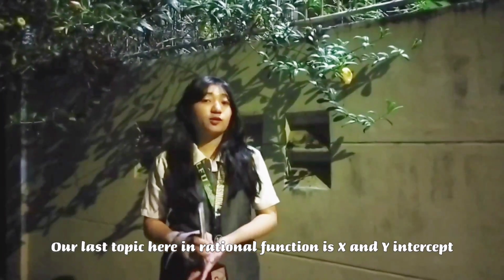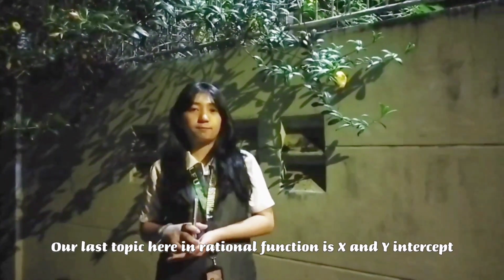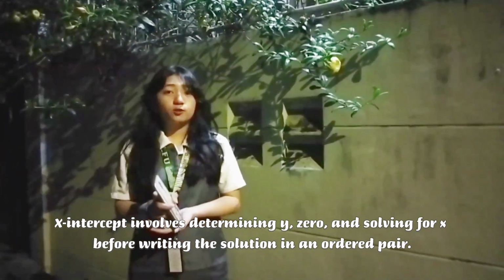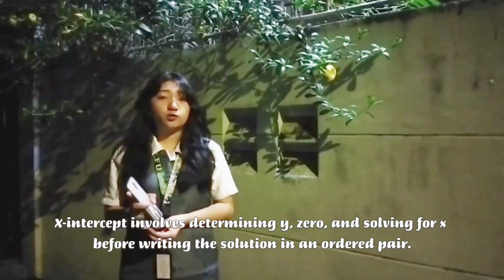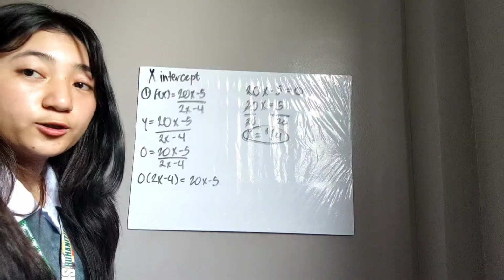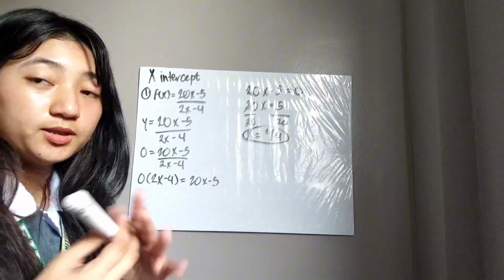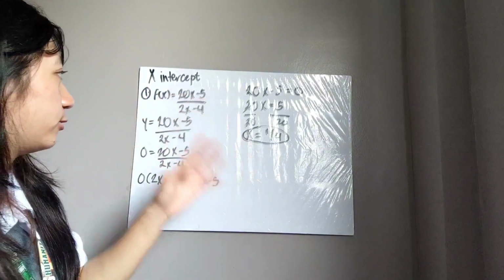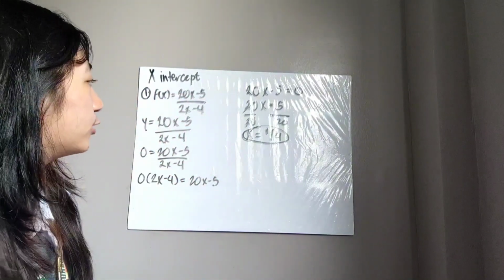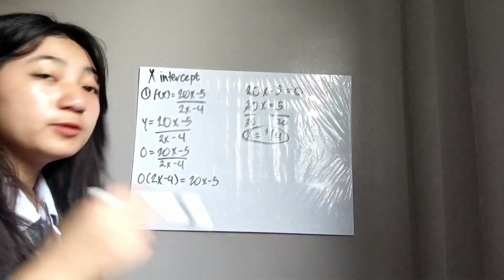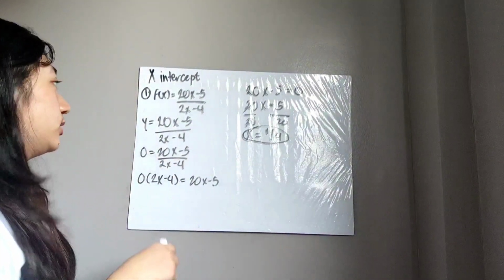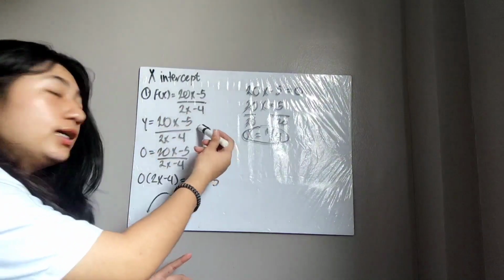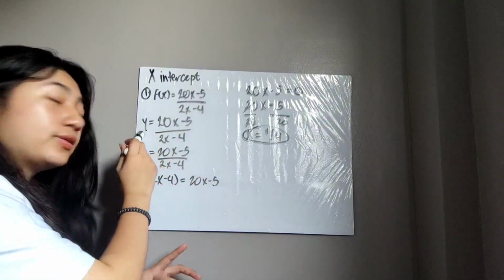Our last topic here in rational function is x and y intercept. X-intercept involves determining y equals 0 and solving for x before writing the solution in an ordered pair. So, ito yung example ng x-intercept, gagamitin natin yung kaninang function which is f(x) is equal to (20x minus 5) over (2x minus 4). Sabi ko, sa x-intercept, ang f(x) daw ay y, at magiging 0 yung y.